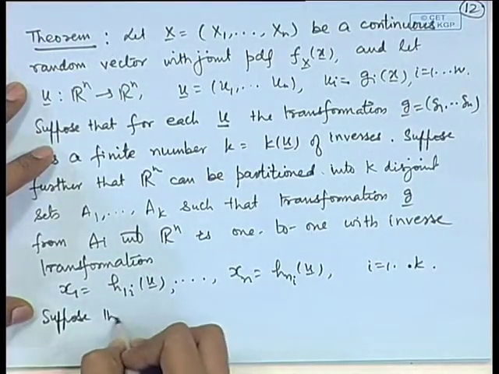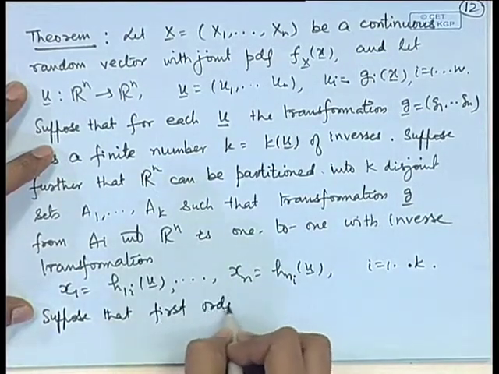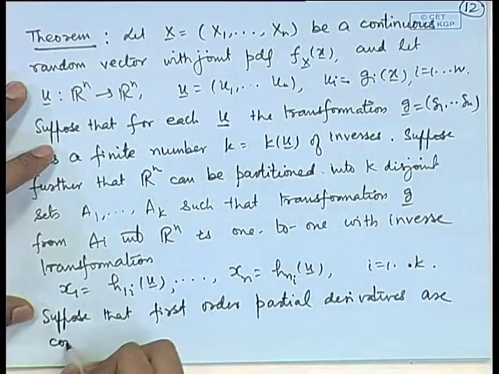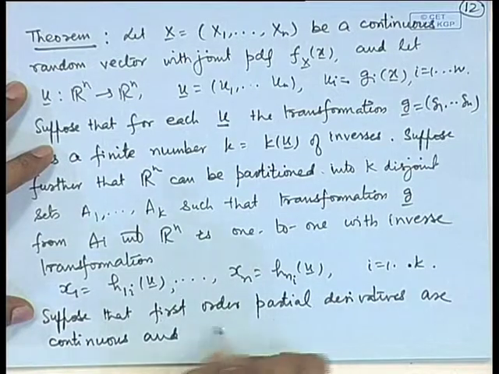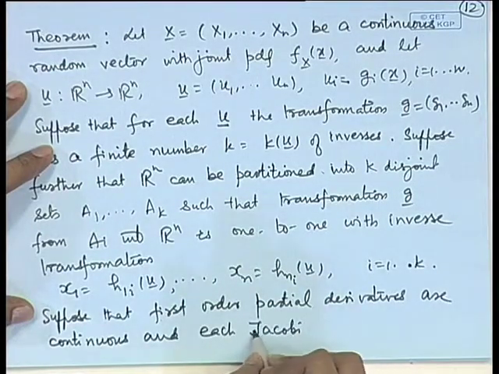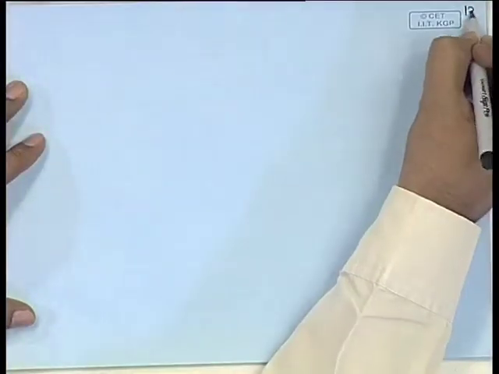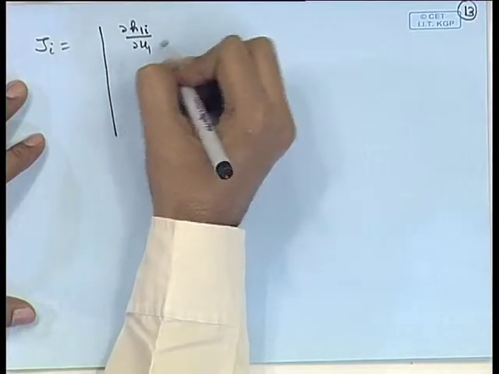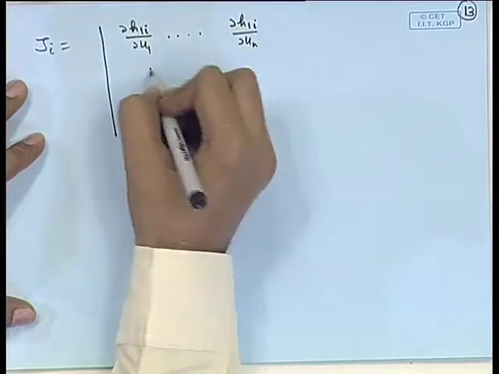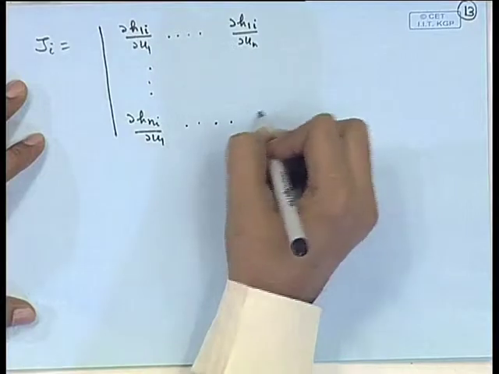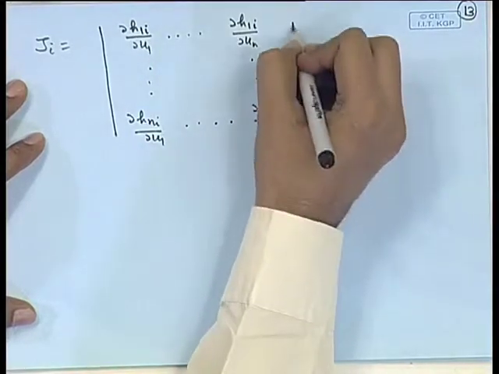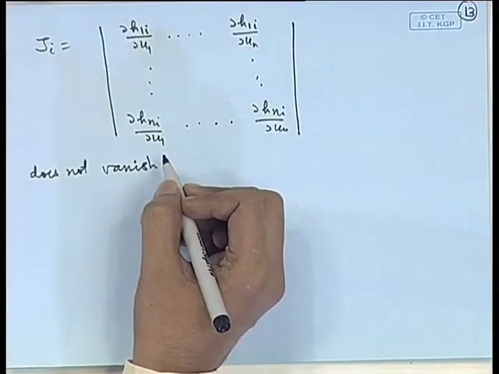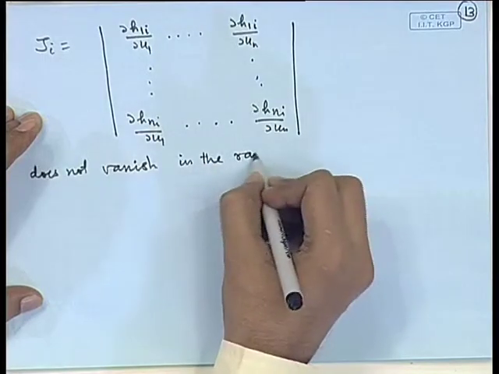Suppose that first order partial derivatives are continuous and each Jacobian, that is J_i, the determinant of del h1i by del u1 and so on, del h1i over del un, and so on, del hni over del u1 and so on, del hni over del un, does not vanish in the range of transformations.